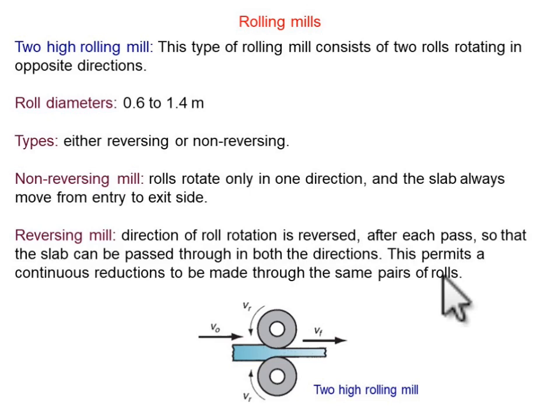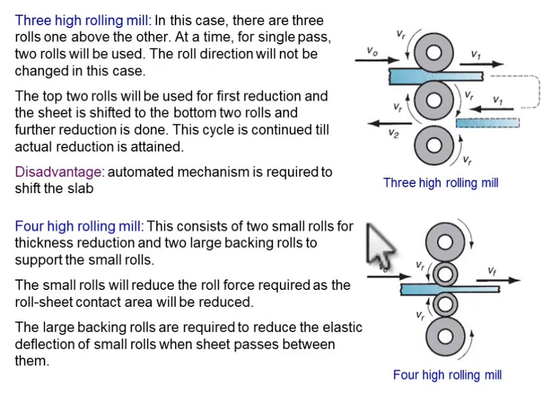So this is the two high rolling mill. Now these are the combination of three high rolling mill. These are the combination of four high rolling mills. So what happens in three high rolling mills? Firstly, we use a combination of two rolls in the first stage. After that, for further reduction of thickness, we pass it through the combination of the second and third roll. So this is how we use a three high rolling mill.